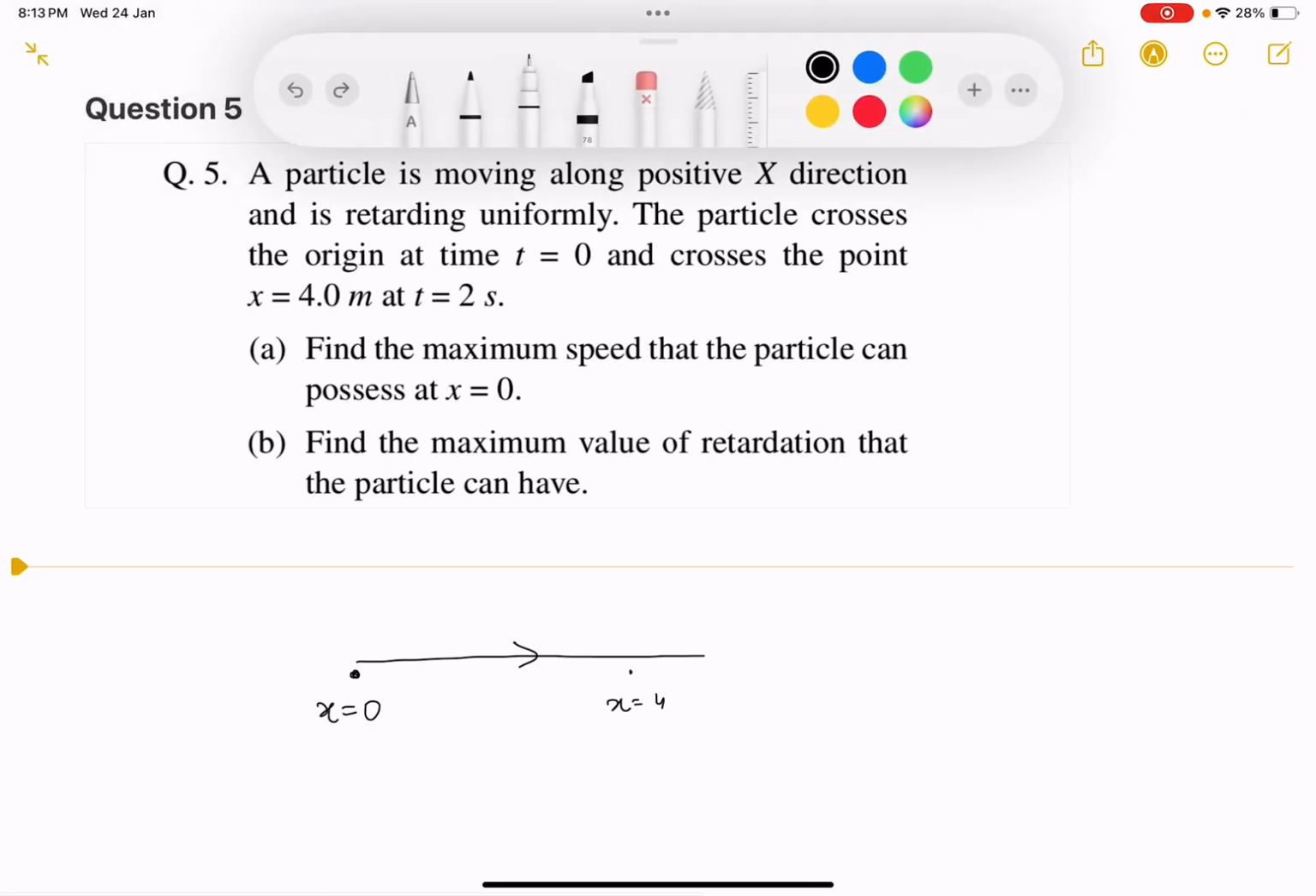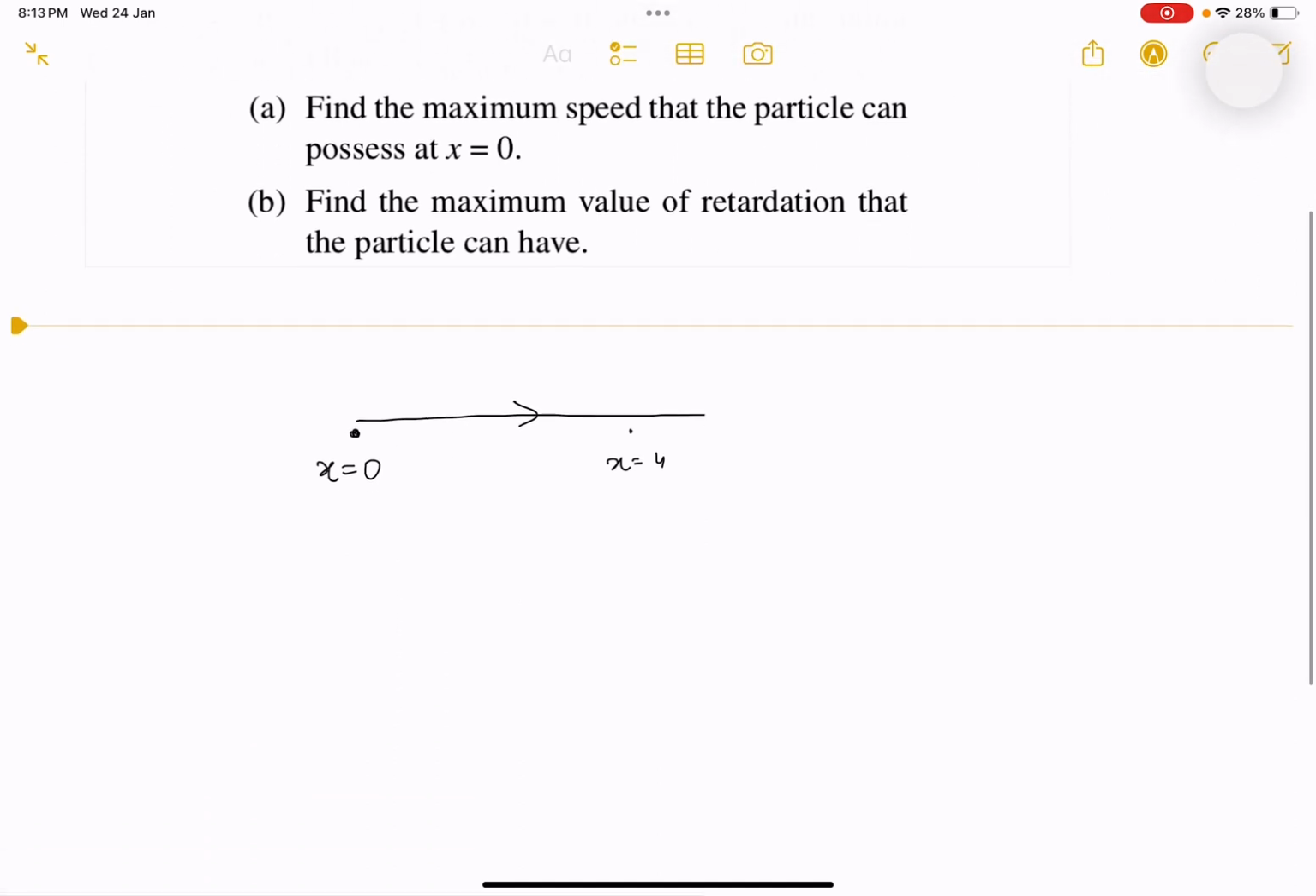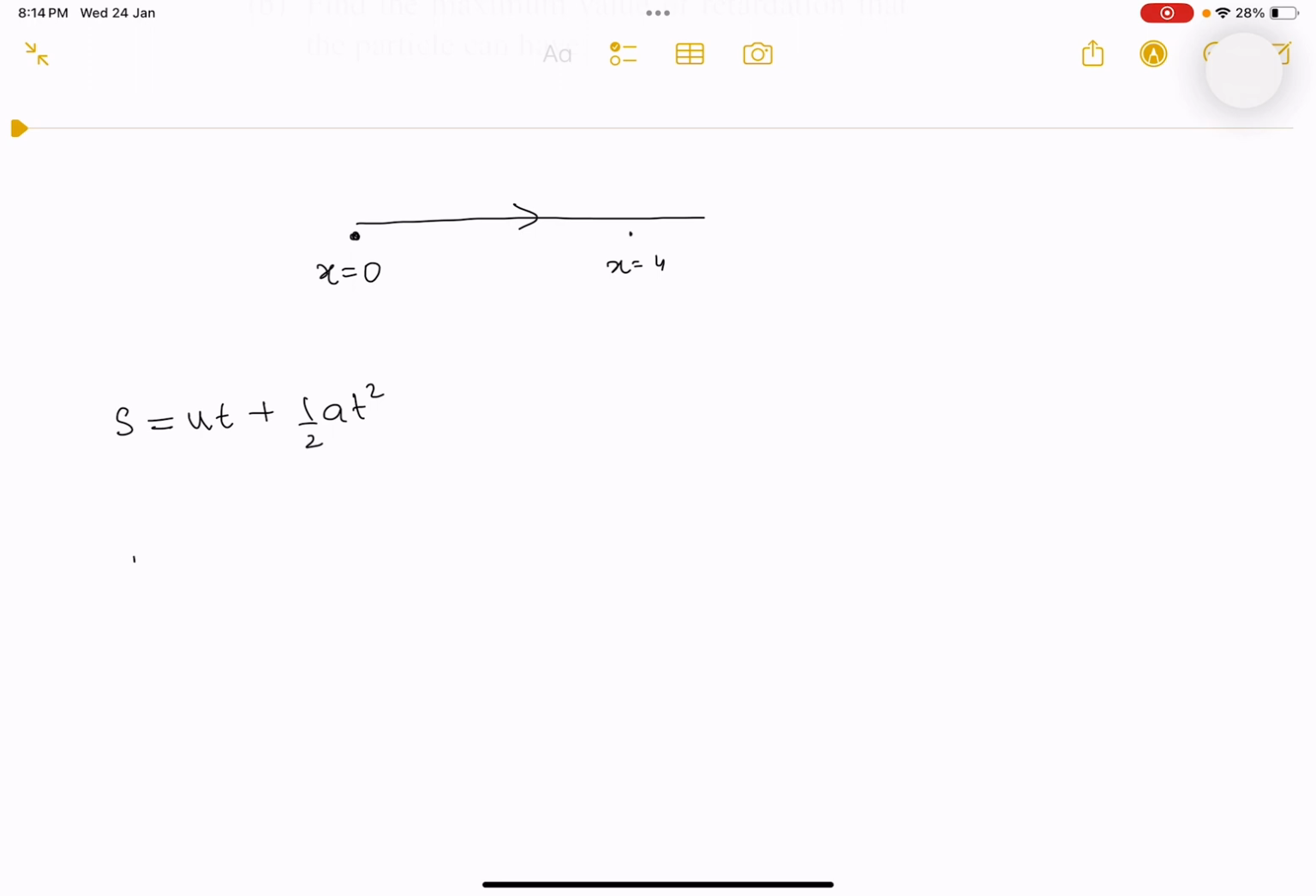Now, with that assumption, I can write down the displacement of the particle as a function of time. If you see, there is a formula s equals ut plus half at square. But there are two more formulas for this. s can also be written as (u plus v) by 2 into t, and s can also be written as vt minus half at square.